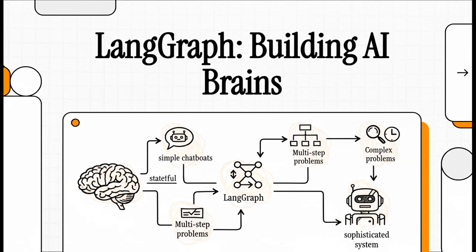All right, let's talk about a really big shift in how we're building AI. We're moving way beyond simple chatbots. We're now trying to create systems that can actually reason, plan, and tackle complex problems with multiple steps. So, let's dive right in.